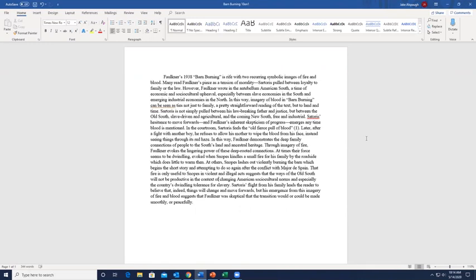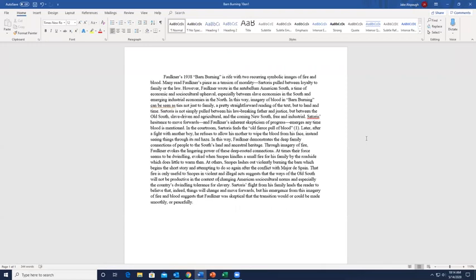Sartoris' flight from his family leads the reader to believe that indeed things will change and move forwards, but his emergence from this imagery of fire and blood suggests that Faulkner was skeptical that the transition would or could be made smoothly or peacefully. Okay, so a lot going on here, right?